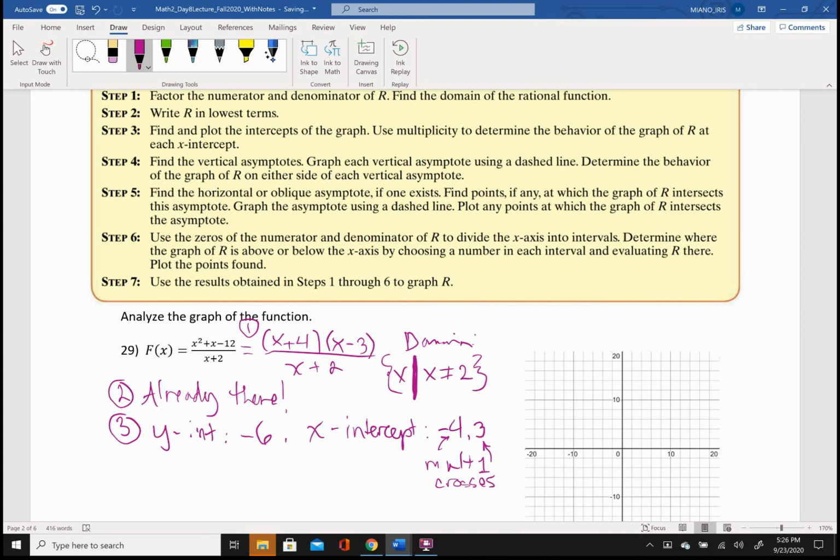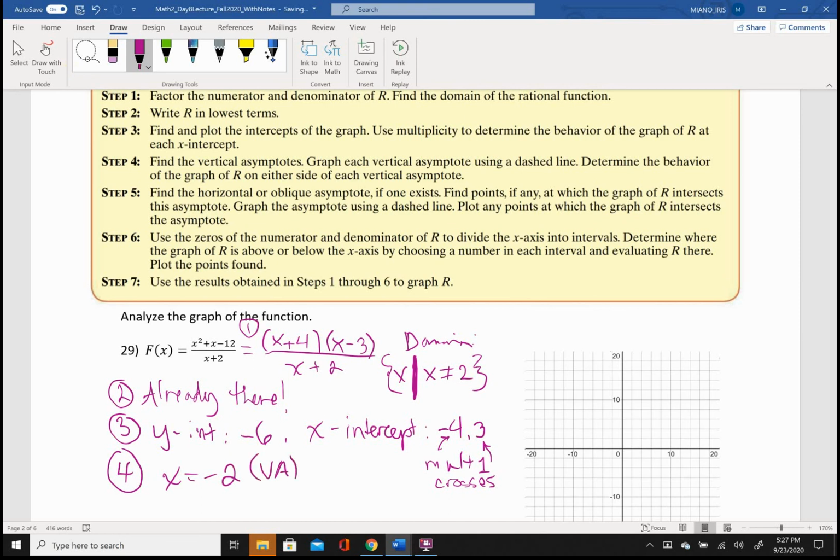Okay, so what is next? Step 4. Find the vertical asymptotes and graph each vertical asymptote using a dashed line. Determine the behavior of the graph of R on either side of each vertical asymptote. Okay, so let's go ahead and find the vertical asymptote, and it'll be when the denominator, considering that it's already simplified, equals 0. So that will be when x equals negative 2, right? That's our vertical asymptote. We'll call it VA for short.